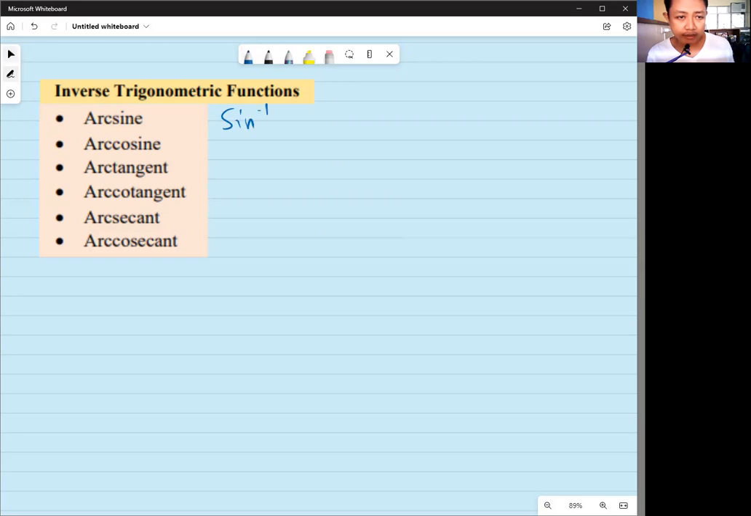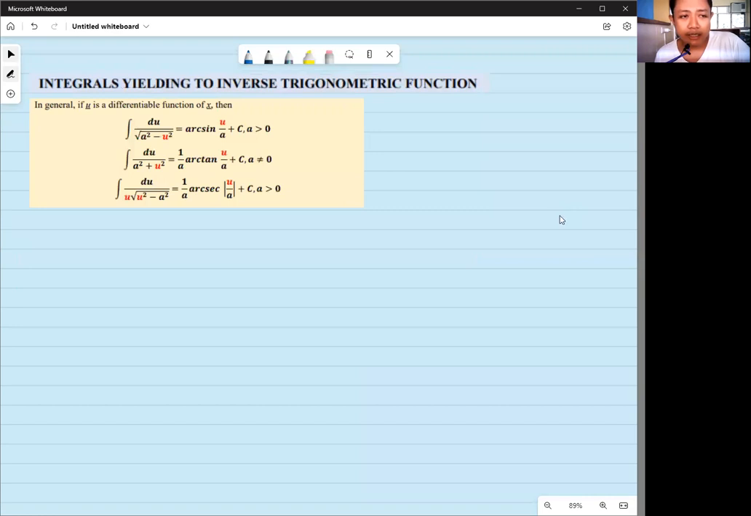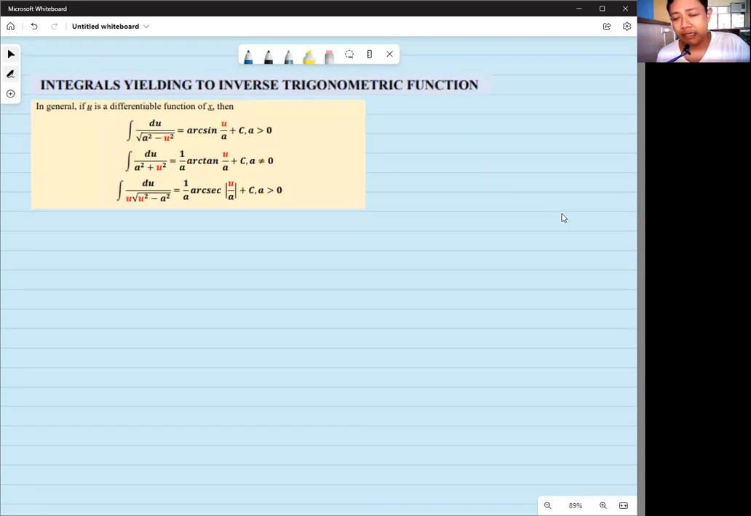So this is arcsine, this is arccosine, this is arctangent, this is arccotangent, this is arcsecant, and this is arccosecant. These are trigonometric functions with a -1 exponent. So this is what we will be learning in our process for this week. So for this week, we will be learning integrals yielding to inverse trigonometric functions.